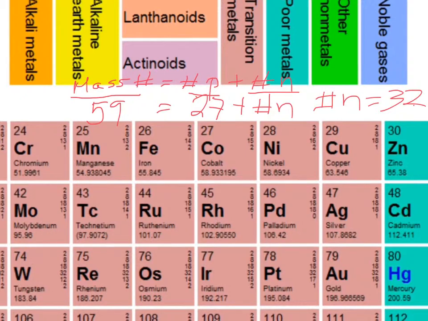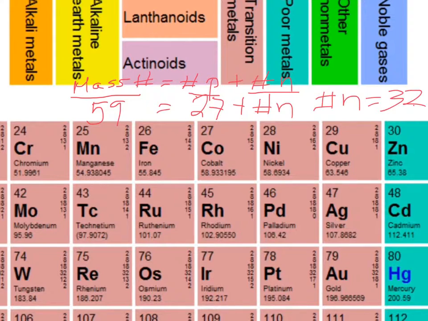So you can see that we can gain a lot of information from the periodic table. And again, we need to notice that the difference between mass number and atomic weight is that the mass number has to be a whole number because it's the sum of the number of protons and the number of neutrons. Now, the atomic weight is the average of all the known isotopes.